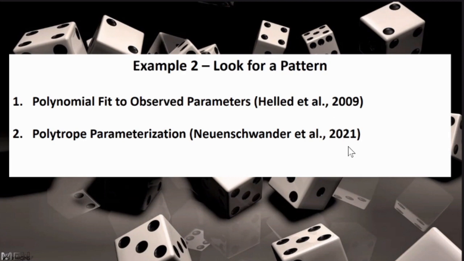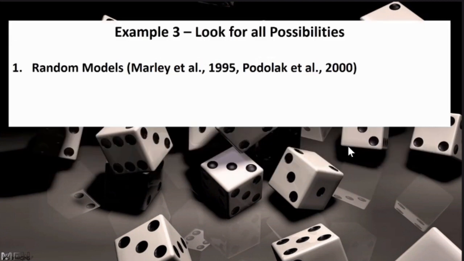And then Benno now has been working with polytrope parameterizations, which is, again, something we hadn't thought of. But a polytrope is very nice because it looks like an equation of state. Real materials behave like that. So this is closer to the physics, and that was the idea. What we decided to do at the time, and it was Mark Marley's idea, was to just do random models.